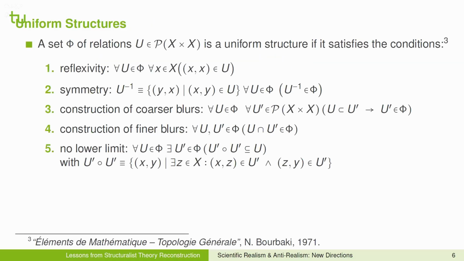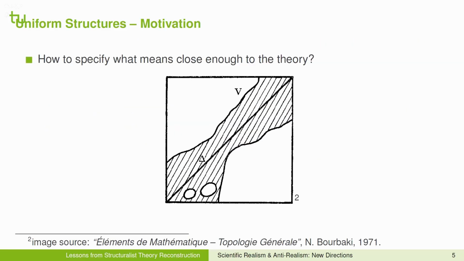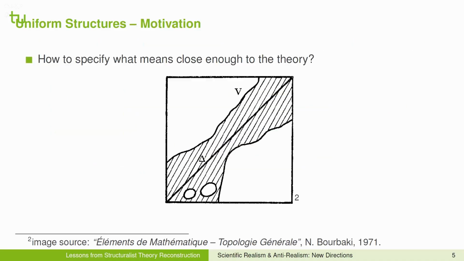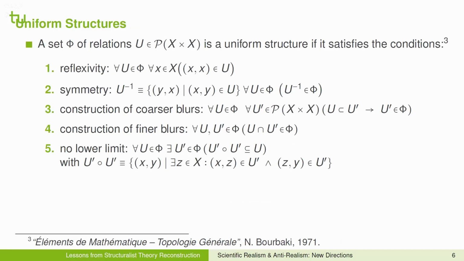The topological definition for uniform structures comes from Bourbaki from the 1970s. What's important here: U is a blur, and in this picture it is a V. We require that the diagonal line is always inside every U. There's also a form of symmetry condition. For every V or U, we also find the mirrored version of it. So if we mirror it along this line, it will also be a blur.